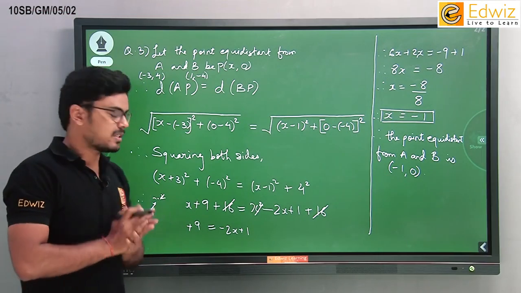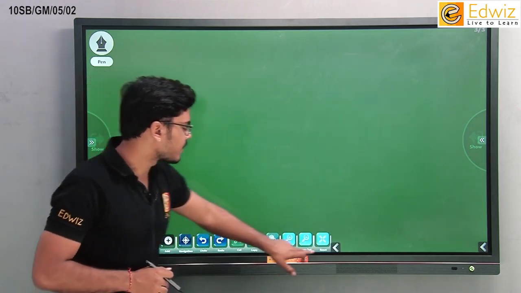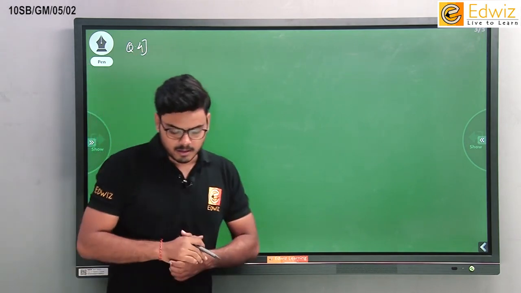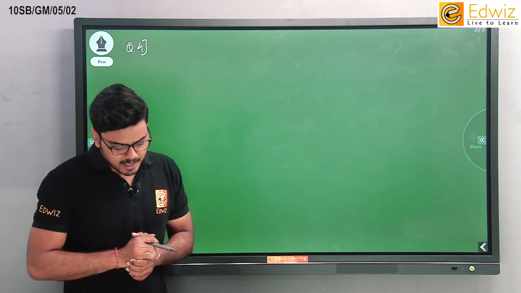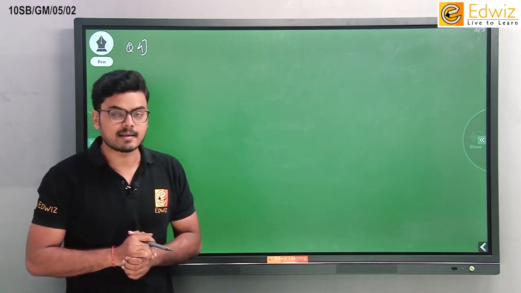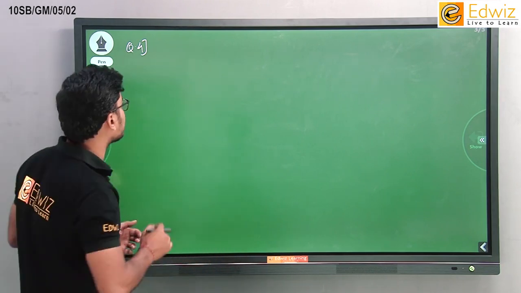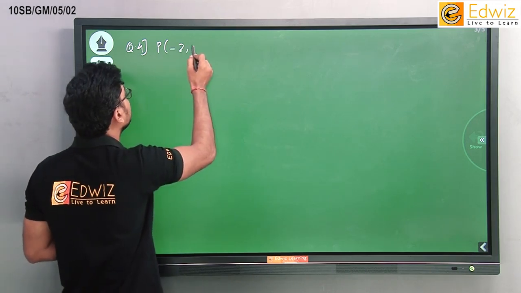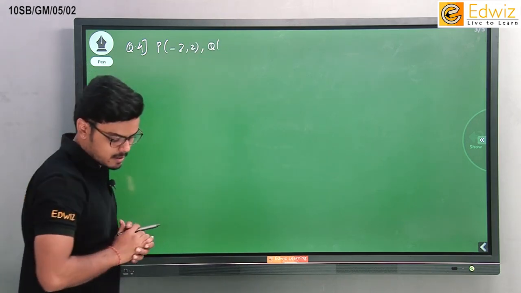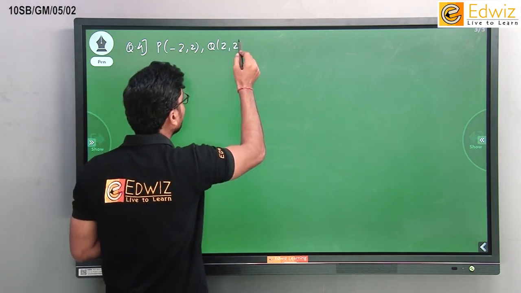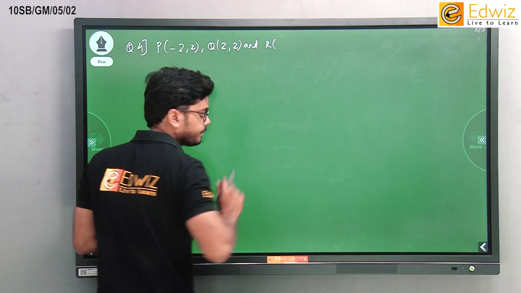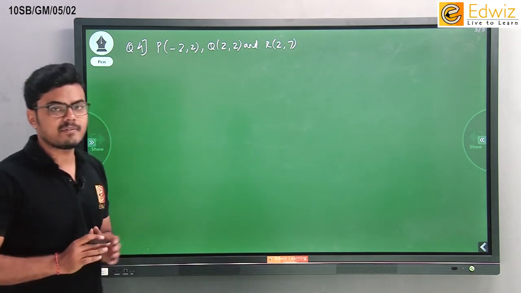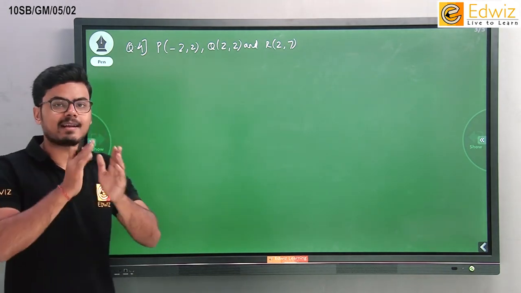Okay, so let us go to the next question now. Question number 4. I hope you are done writing. Question number 4. Verify the points P, Q and R are vertices of a right angled triangle. Okay, so there are 3 points given to us. Point P, that is -2, 2. Point Q, that is 2, 2. And point R, that is 2, 7. Okay, we have to verify that these 3 points they make a right angled triangle.